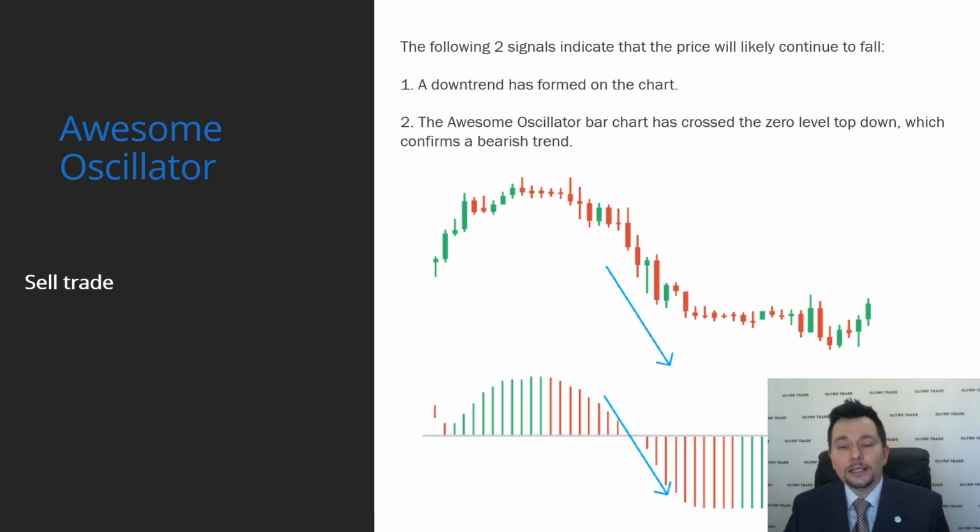Another sell trade is when we cross over the zero line. Does that make sense? There are two signals that indicate that prices will fall. A, there's a downtrend on the chart, which we have here after a series of red candles. And then when the Awesome Oscillator crosses over the zero line from top to bottom, that confirms that we are in a bearish trend, and you can open a trade because there's going to be a few more periods, a few more candles in that direction.